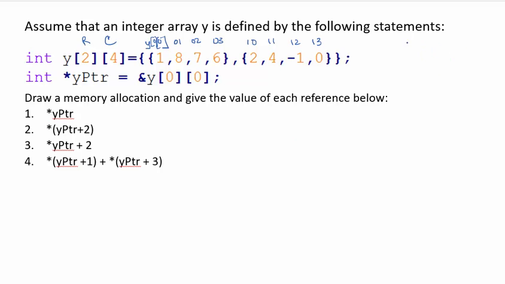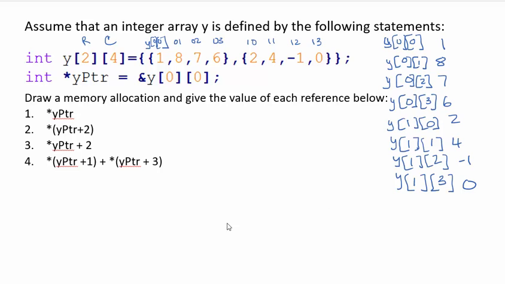If I were to draw that out in memory, the memory allocation formally looks like this. Y 0, 0 gets 1. Y 0, 1 gets 8. I'll pause it for a minute and write all that in so I don't waste your time watching me write. Voila, magic. So here is the memory allocation. What's stored in y element 0, 0 is a 1. Go through sequentially. What's stored in y element 1, 3 is this 0, for example. So, okay, we drew the memory allocation. Let's give the value for each reference below.